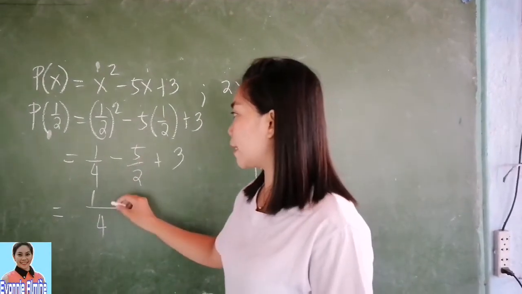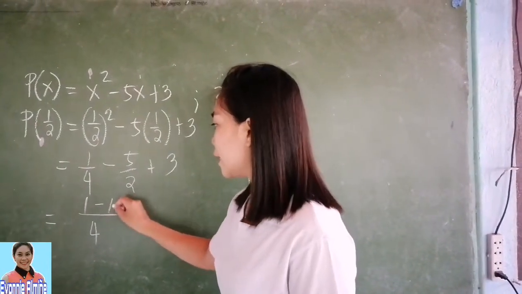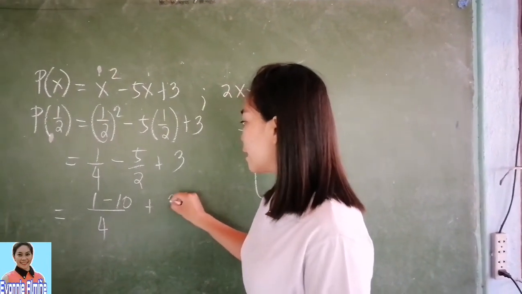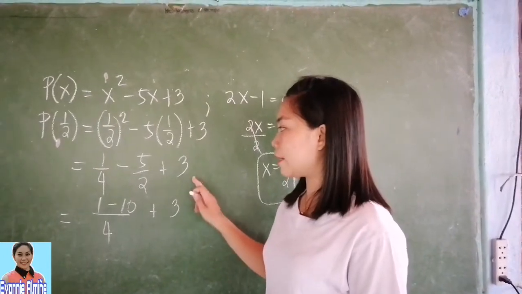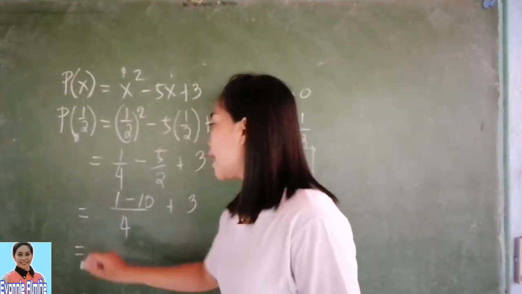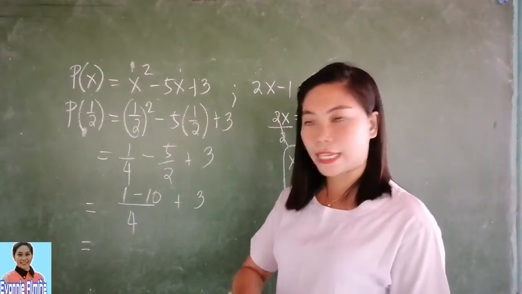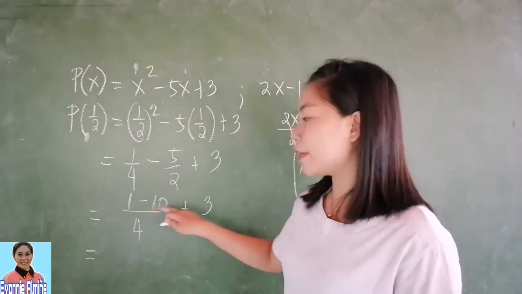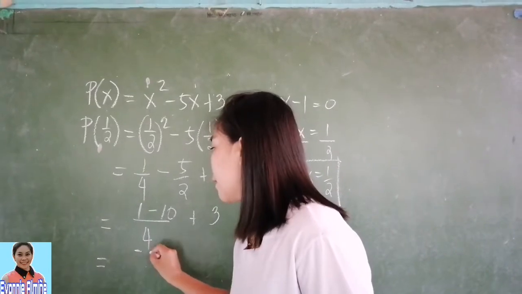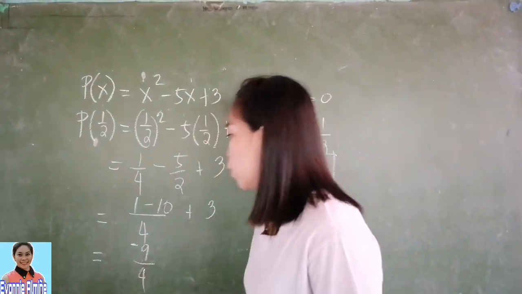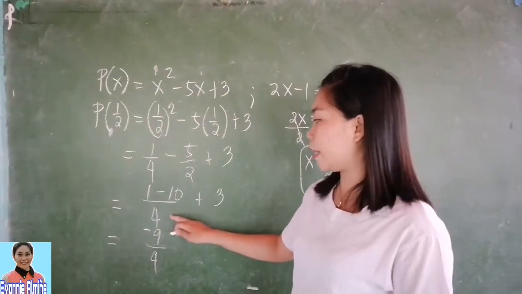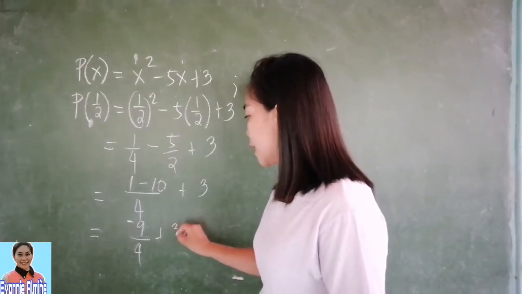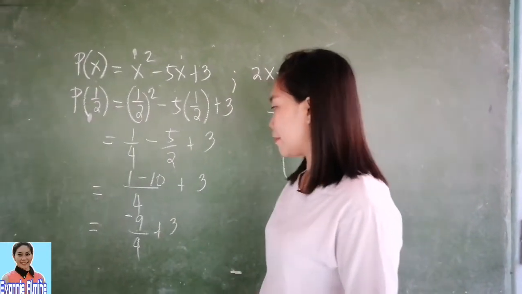2 multiplied by negative 5 is negative 10. Plus 3. Wag na po natin muna siyang isalin. Para mas maganda, isa-isahin po natin para po mas malinaw po sa ating lahat. Ano po? 1 minus 10, you have negative 9. Bring down or copy the denominator, which is 4 plus 3. Okay. Para mas madali po.